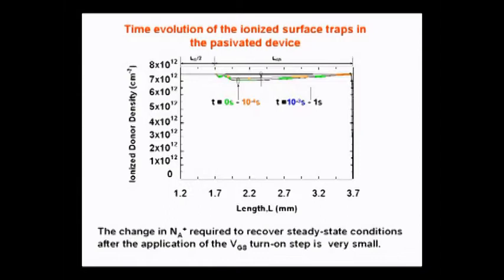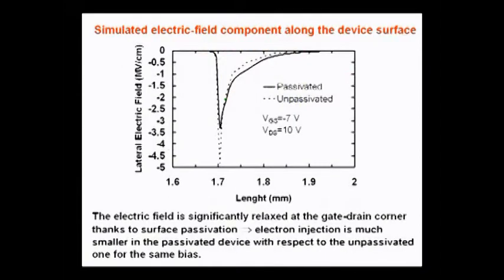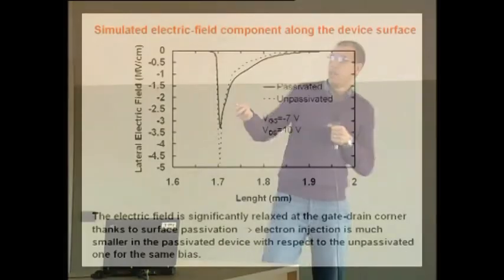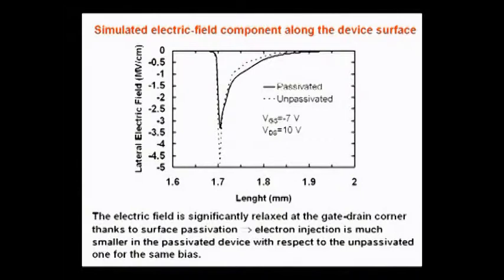This can be explained by this figure showing the electric field at the surface, and as we can see, the electric field in the passivated device is reduced. The reduced electric field in the passivated device makes the electron injection from the gate much smaller than in the unpassivated device, so inhibiting the electron capture from surface traps.